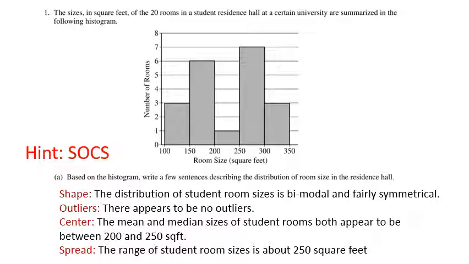The spread, now remember the spread. Range is the best thing to use here. Do not say that the range in student room sizes is 100 to 350. That's not right. Remember, the range is the maximum value minus the minimum value. And we don't really know exactly what the max is. It's probably not 350, but it's probably not 300. So if you said about 350 minus 100 is about 250, that would be appropriate. And about is about all we can do.